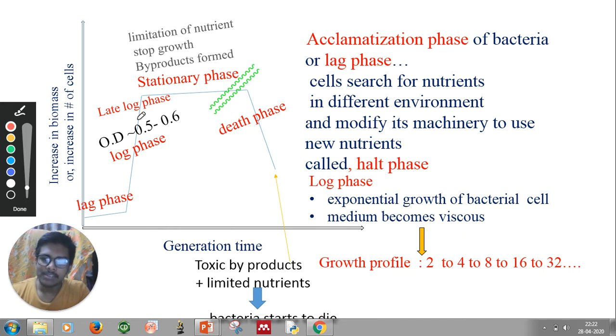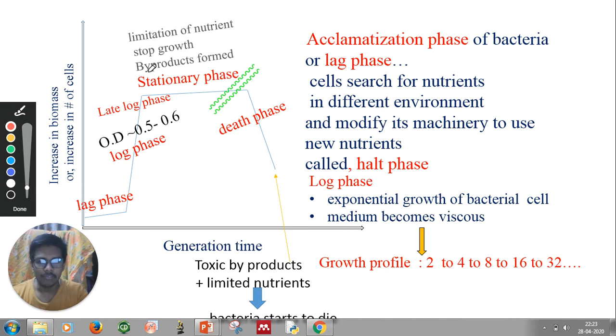So next is the late log phase. In the bacterial cell growth curve, the log phase is very important for industrial microbiologists, because only in this phase do bacteria produce various primary metabolites. So this is the target phase for bacterial cell culture for the industrialist.